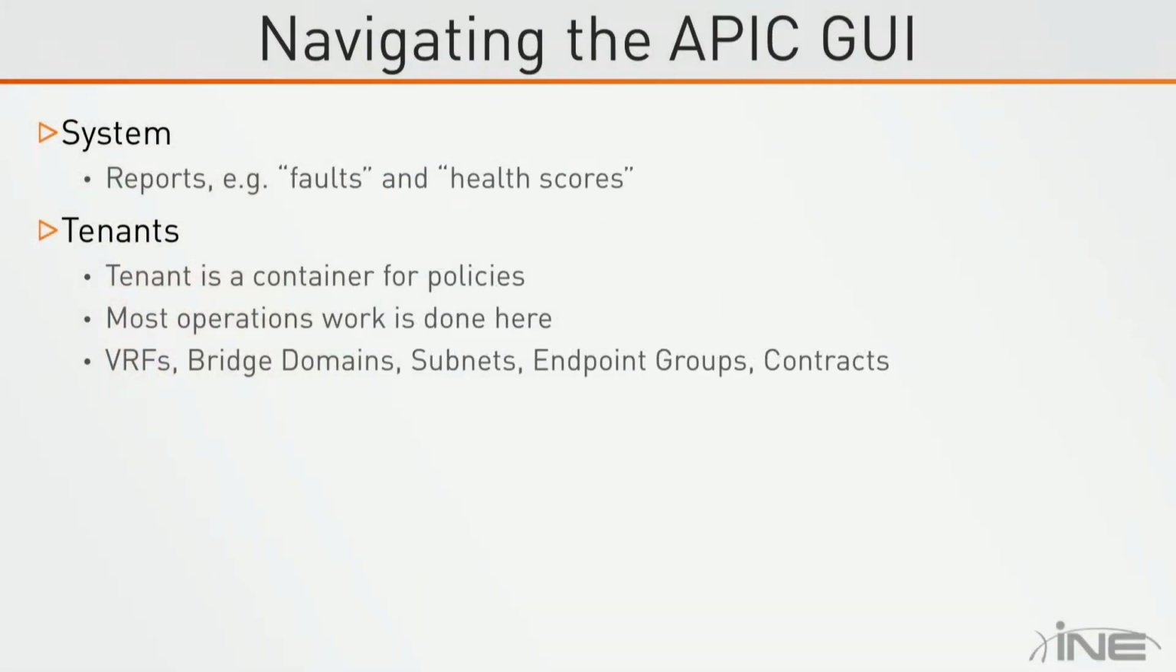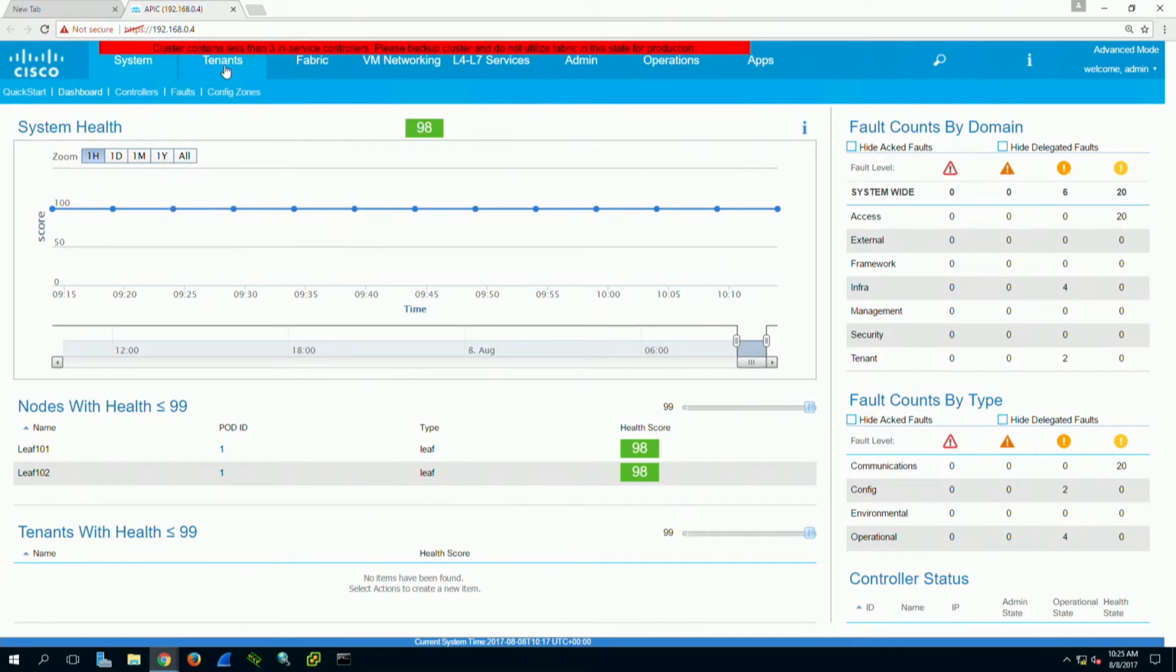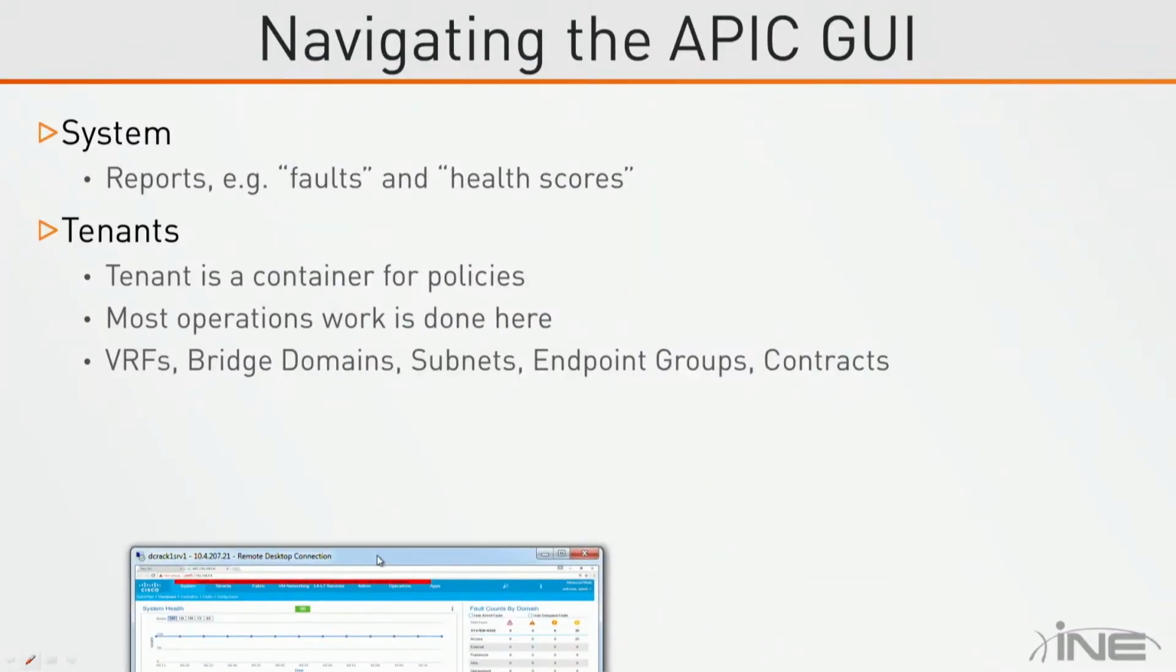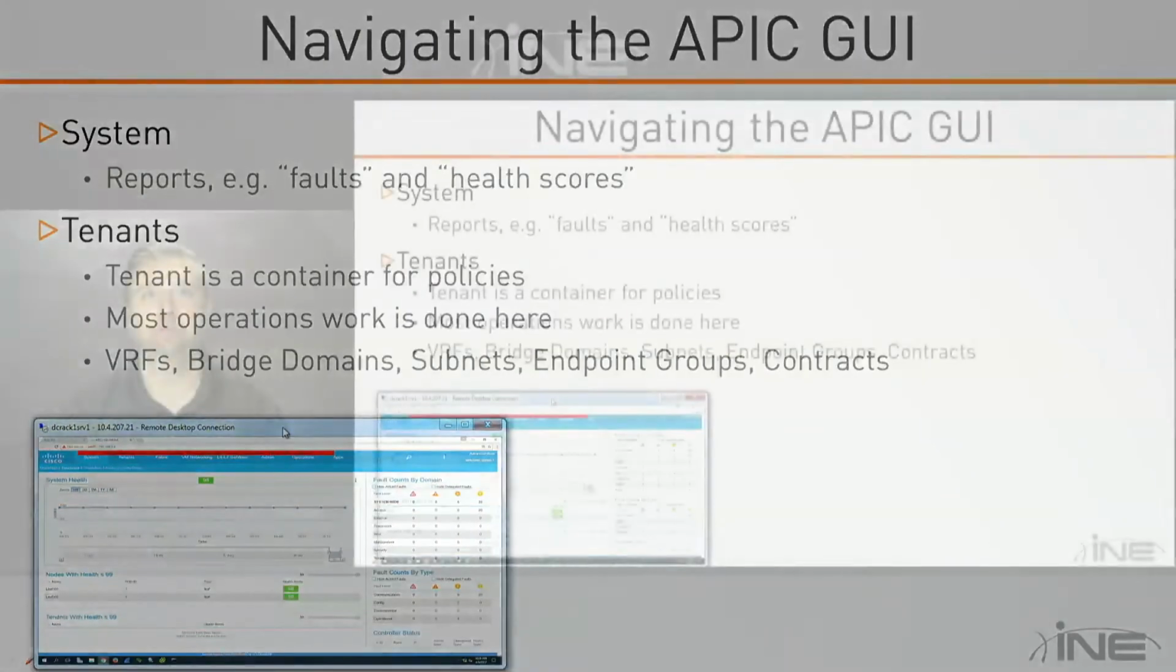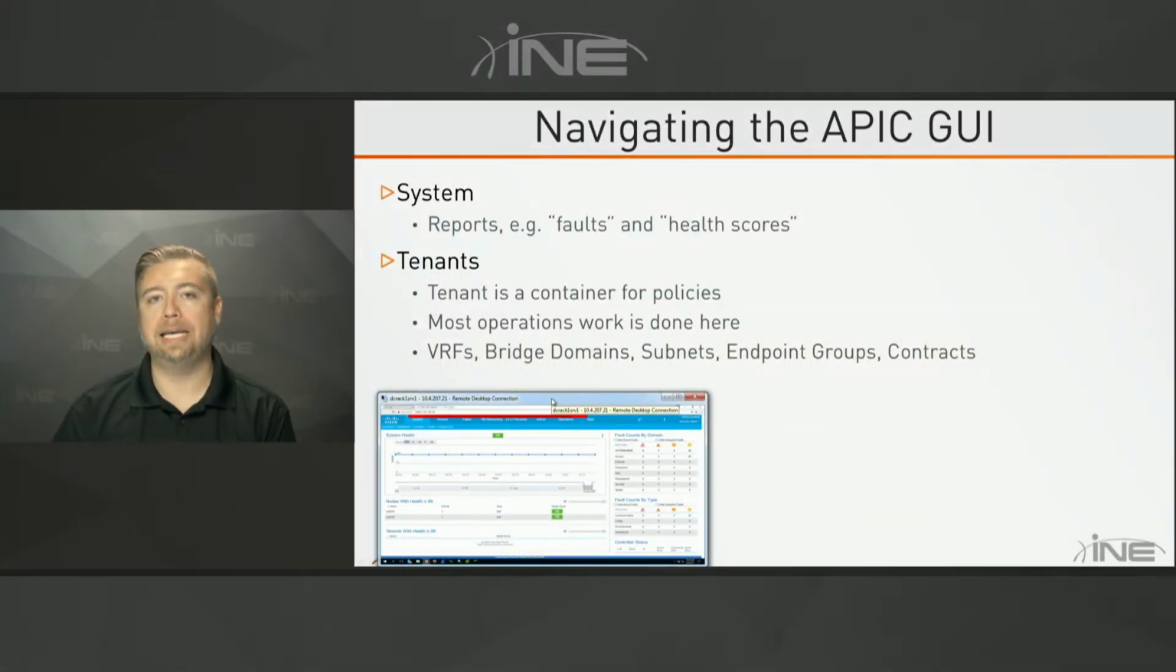And then after the system screen, if we look back at the GUI, the next tab is going to be tenants. Tenants is where we configure all of our logical policies. So 99% of the configuration that you do in the ACI is going to be under the tenants tab once we configure the physical infrastructure portions.